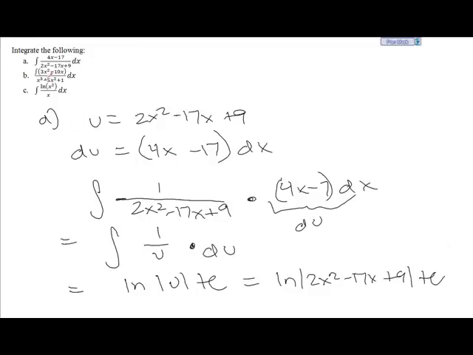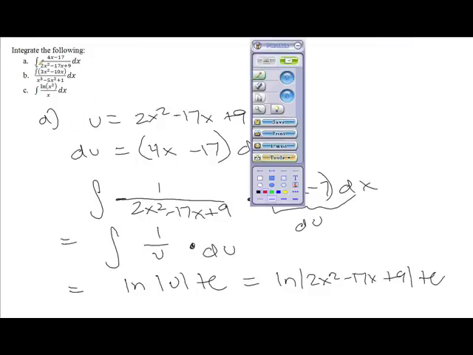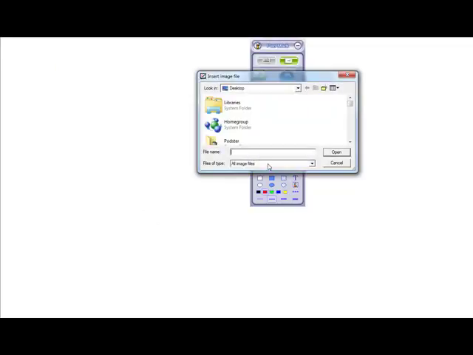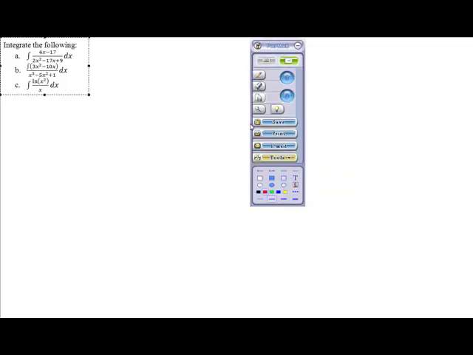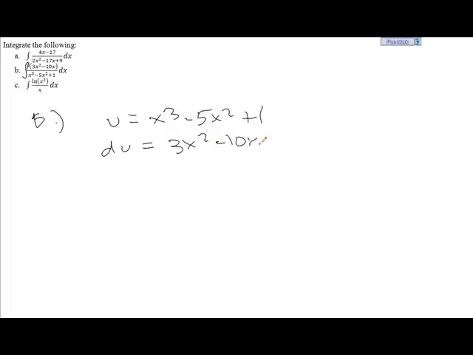In the second one, I've got a similar situation. In this problem, we have the integral of this whole mess, and so we're going to let u equal x to the third minus 5x squared plus 1. So that means du is going to be 3x squared minus 10x dx. So that's the whole thing I have there. And now I'm going to go ahead and make my substitution.